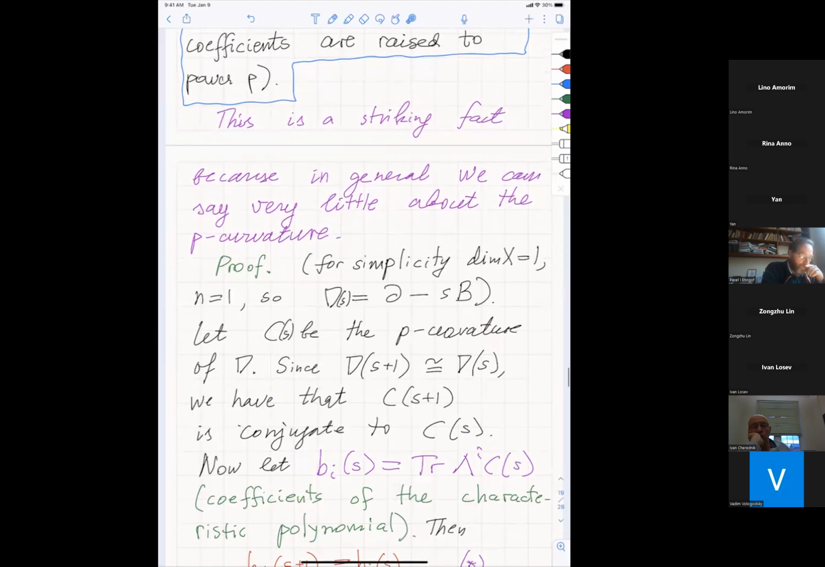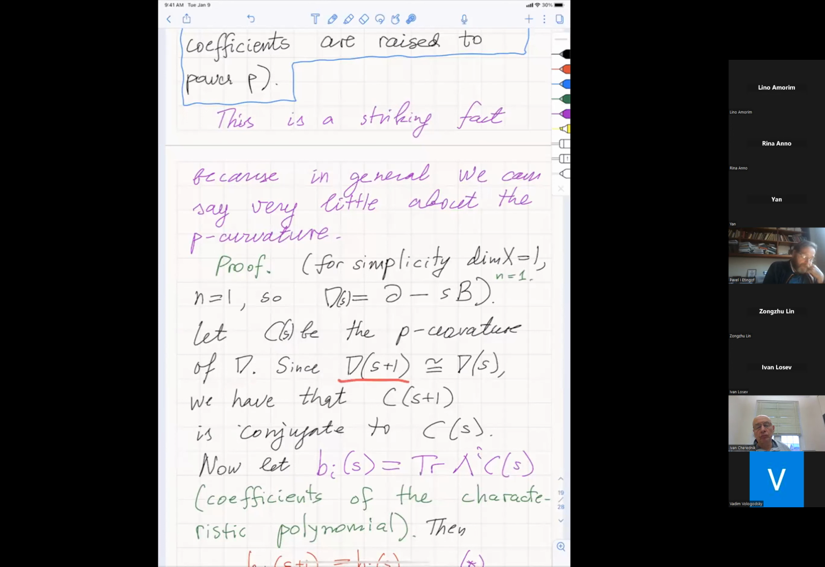And let me explain the proof, because it's very instructive and simple. I will restrict to the one-dimensional case just to simplify the exposition, because it changes nothing at the level of ideas. So in this case, I have a connection, and let's also assume that I have just one parameter, so n equals 1. That also doesn't change anything. The idea is the same. So my connection is just an operator on the one-dimensional manifold, d minus sb. And C of S is the p-curvature of this nabla. So it's a function of the coordinate x on this X.